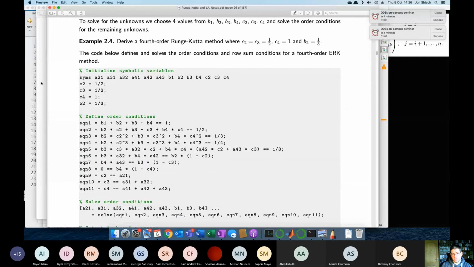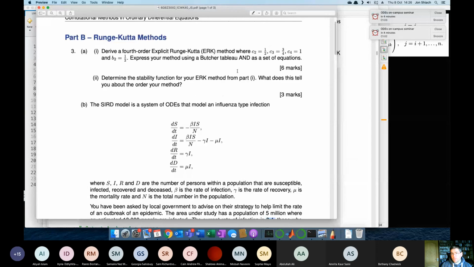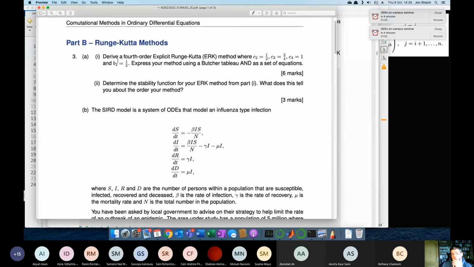Okay, so that's a tip there. It's not unique. There may be other fourth order ERK methods which have these values for C2, C3, C4 and B2. I'm not sure whether there are or not, but there may be. You'll know if you've got a valid fourth order method from part 2. When you look at the stability function, you'll be able to tell whether it's a valid fourth order method.